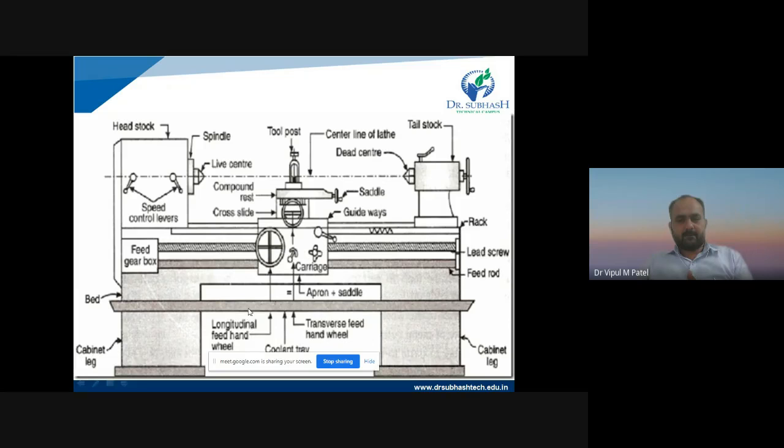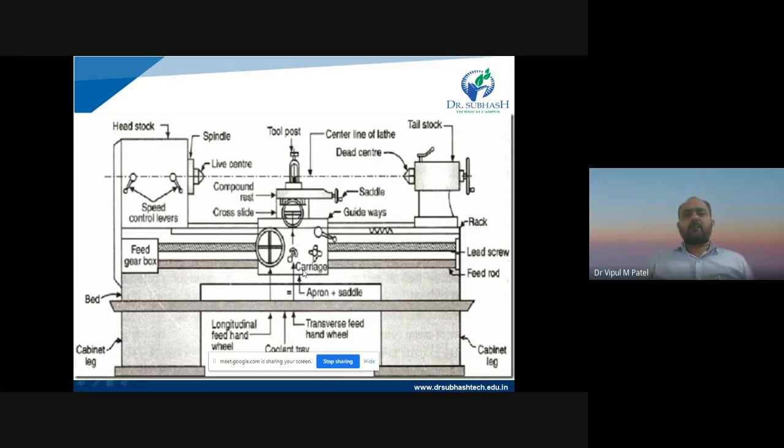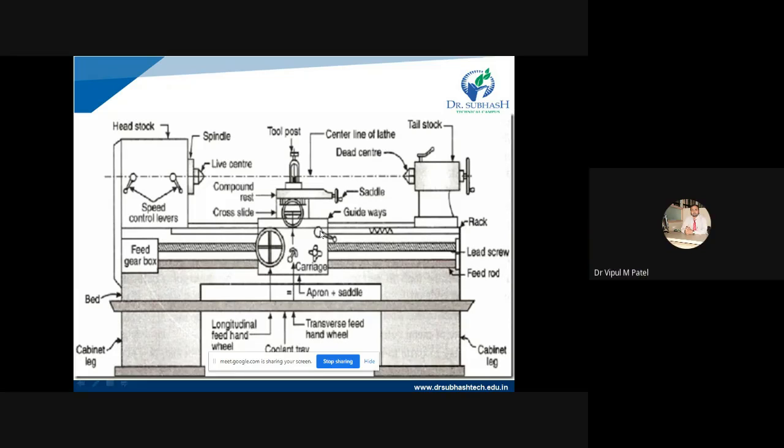So this one is a coolant tray. This one is an apron plus saddle. This one is a saddle, particularly we can say. This one is a guide wedge, so we are using this to guide the single point cutting tool on this wedge. And this one is a carriage. With the use of this we can easily handle the single point cutting tool assembly. This one is a cross slide, this one is a compound rest, this one is a tool post, this one is a dead center, this one is a tailstock, and this one is a lead screw. This assembly we are using for the threading operation or thread cutting operation, right?